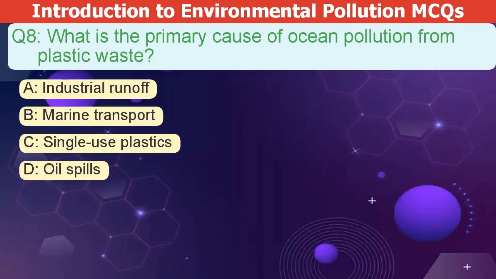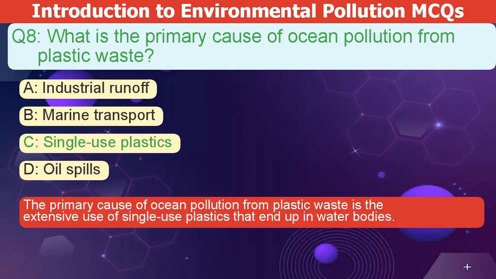What is the primary cause of ocean pollution from plastic waste? A. Industrial runoff. B. Marine transport. C. Single-use plastics. D. Oil spills. The correct answer is C. The primary cause of ocean pollution from plastic waste is the extensive use of single-use plastics that end up in water bodies.